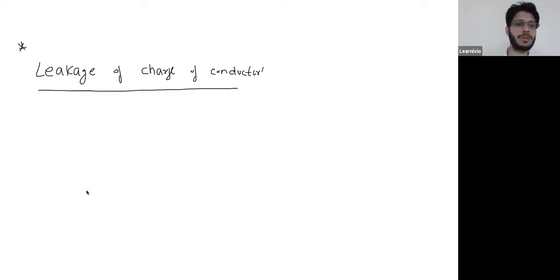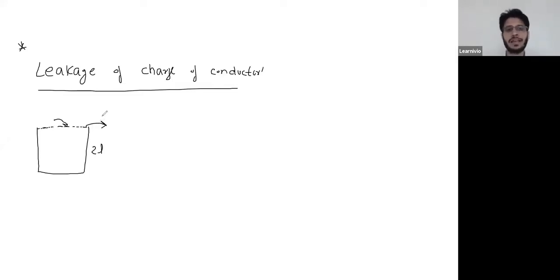Although it's not a part of your syllabus, I wanted to skip this topic, but okay, let's discuss it. Before leakage of charge, let's discuss what we mean by leakage of water from a container. Let's say I take a container of volume 2 liter. I keep on adding water into that container. Once this container gets filled, it has stored 2 liter of water. If I try adding some more water, it will start leaking. This is leakage of water from a container.